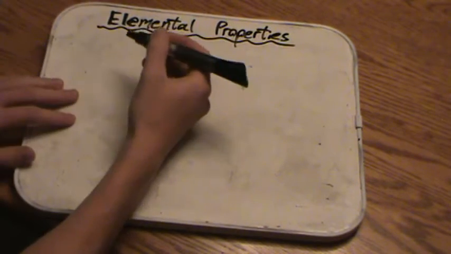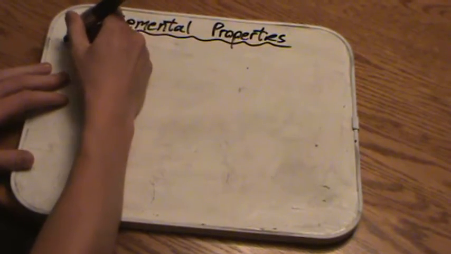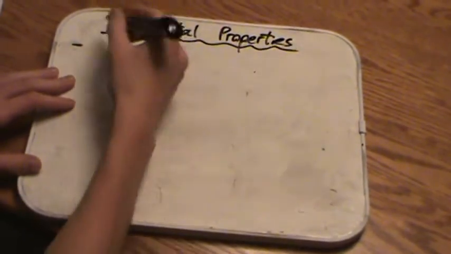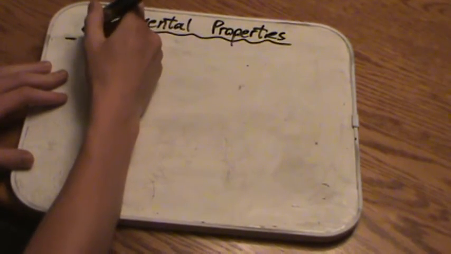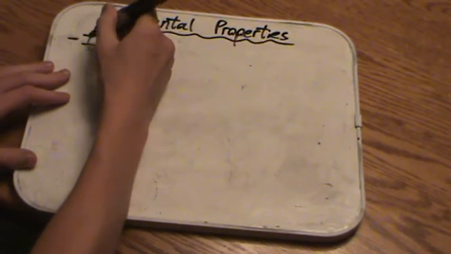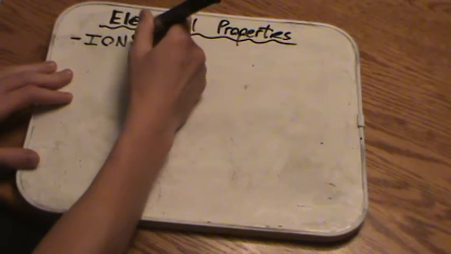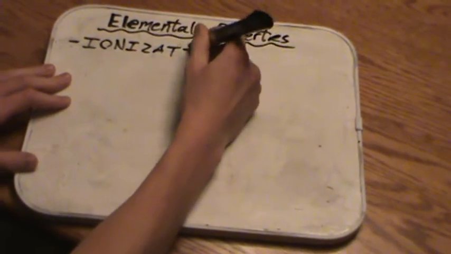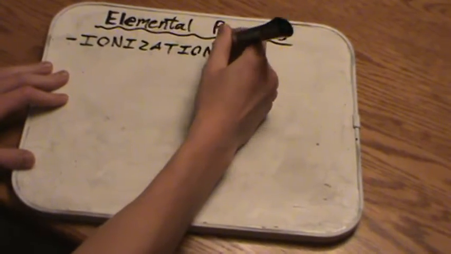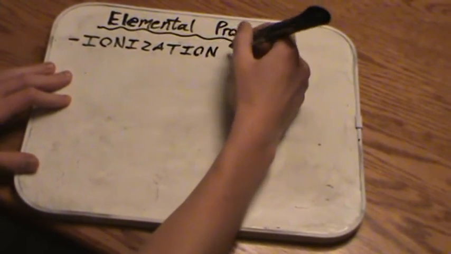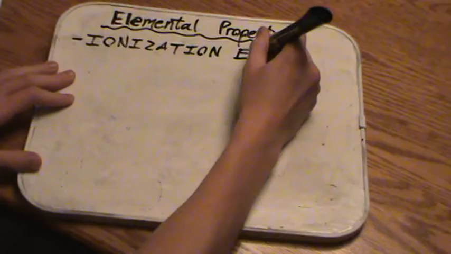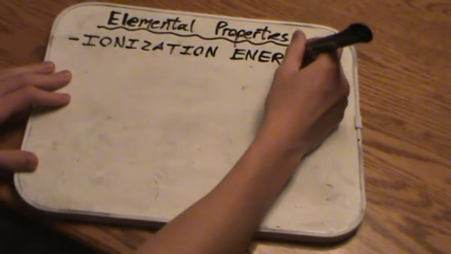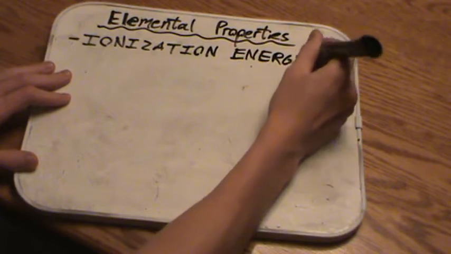Okay, so the first property we are going to talk about, and these properties are characteristics of elements in the periodic table, is called ionization energy. Previously we talked about the idea of elements gaining and losing electrons and taking on a charge. And this is very much associated with what ionization energy represents.